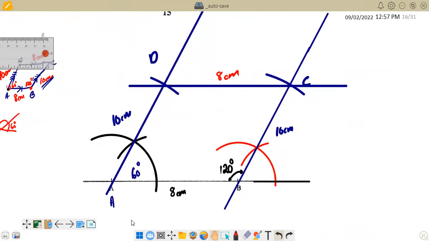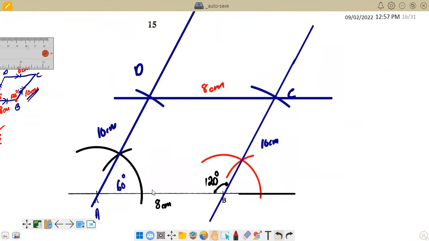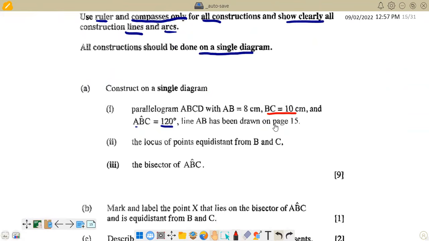Okay, so now this is where we are. We have a complete diagram. So let's refer back to the questions. From the questions, we are done constructing. The next question is item 2: construct the locus, still on the same diagram, of points equidistant from B and C.